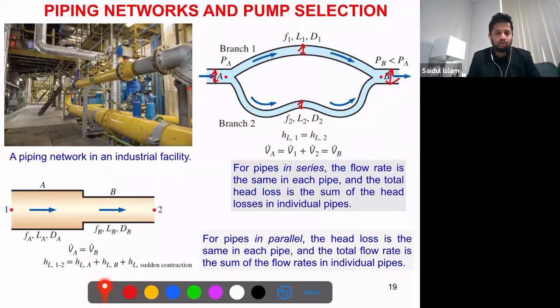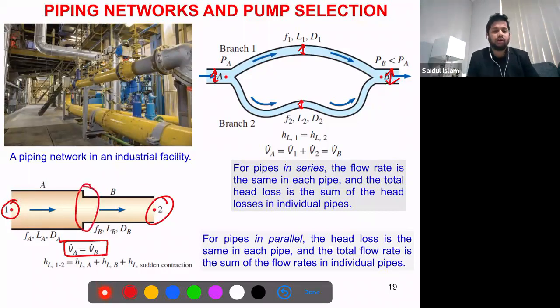When it is parallel, you may have a different arrangement like this. This is a sudden contraction, or maybe more than one, or maybe different diameters like this. So when it is in parallel, if I say this is 0.1, this is 0.2, according to the fluid mechanics principle, the flow rate will be the same at these two points, the inlet and the exit. And the head loss will again be the summation of the head losses for this section and due to the sudden contractions.